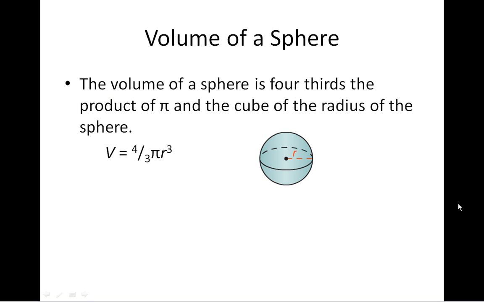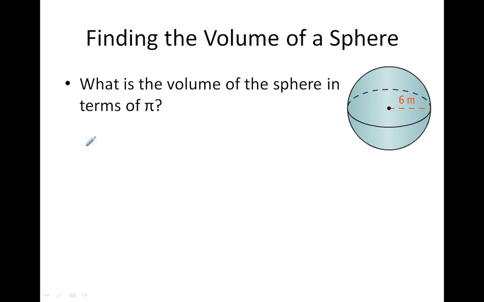Now when we look at the volume of a sphere, the volume is going to be 4/3 pi r cubed. And that's our formula. So if we look at putting that into an example, the volume of a sphere, 4/3 pi r cubed. In this example, and we're going to leave it in terms of pi, we have a radius of 6.